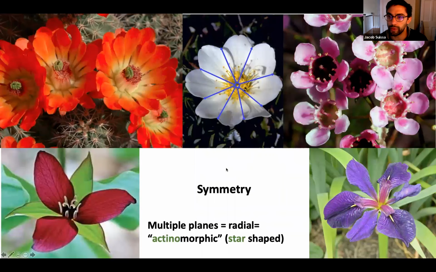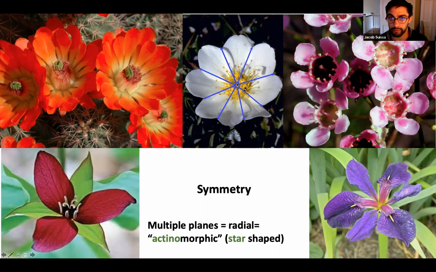But we can categorize floral morphology in a few ways. One of the broadest differences is asking what is the symmetry of the flower. Is it radially symmetric, which is termed actinomorphic? You can see here some radially symmetric flowers.